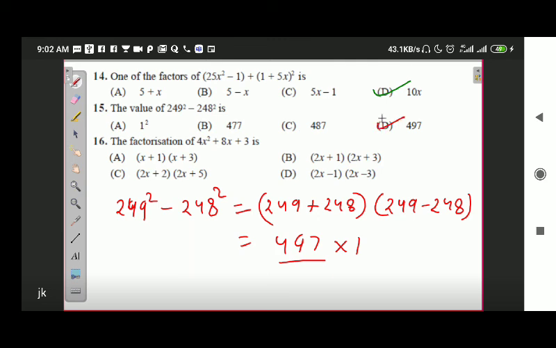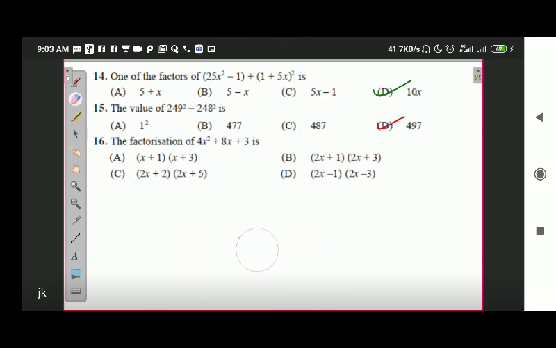Okay. In 16th question, you have to find the factorization of 4x square plus 8x plus 3. You have to do factorization of 4x square plus 8x plus 3. Okay. For this question, you can try the elimination part. Elimination part, how will you do it? You can determine the first and the last term. Okay. You can check the first and the last term.